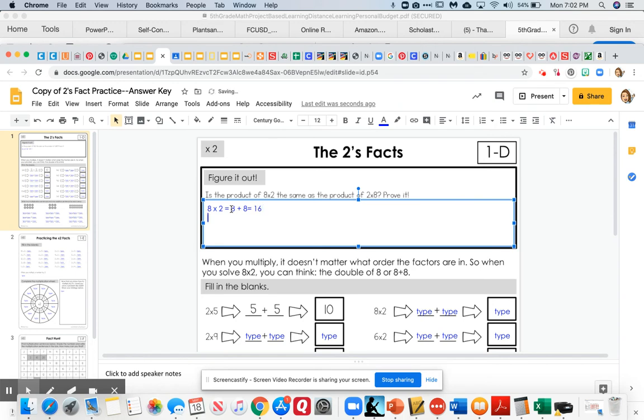Sorry, my computer is very slow. Now 2 times 8, that is equal to 2 plus 2 plus 2 plus 2, 1, 2, 3, 4, 5, 6, 7. We need one more, plus 2. We get 8 twos, 1, 2, 3, 4, 5, 6, 7, 8. And if I counted by twos, I would get 16. So again, 8 times 2 is the same as 2 times 8.